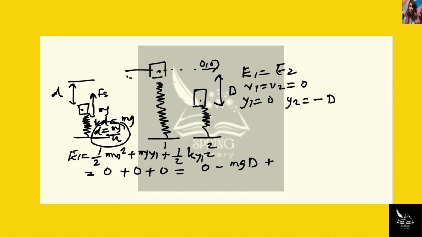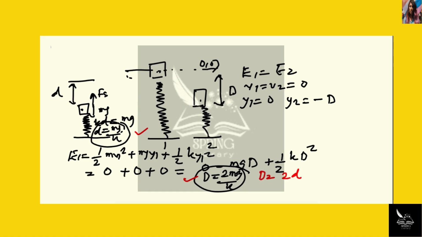And the elastic potential energy at that location is half k d squared. So if we solve this equation, we actually get d equals 2 mg by k. As you can see clearly by comparing this equation and this equation here, these two, we can see clearly that the two d's are not equal.